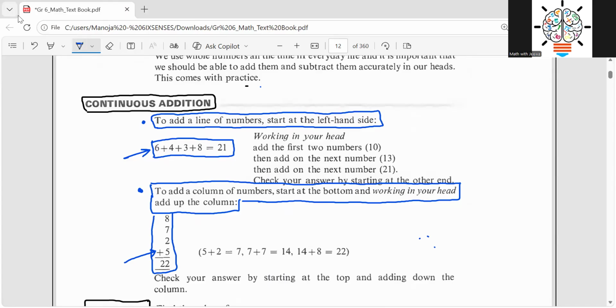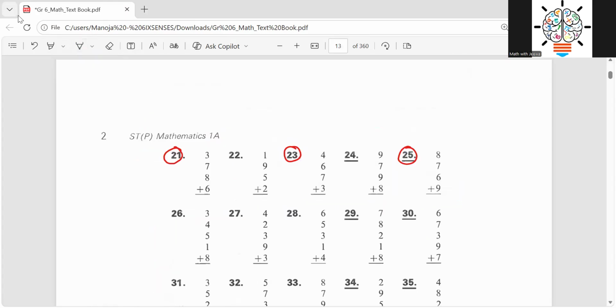6 plus 4, 10. 10 plus 3, 13. 13 plus 8, 21. And if you come across numbers as a column, you start from the bottom and you go up. 5 plus 2, 7. 7 plus 7, 14. 14 plus 8, 22. Right? So then we will move to the next.